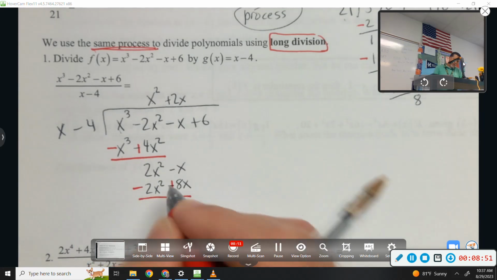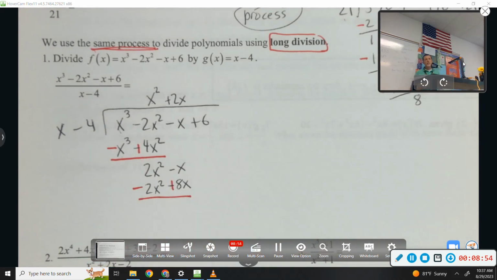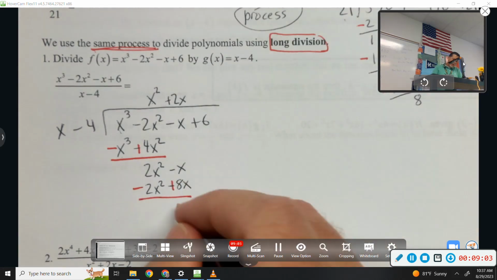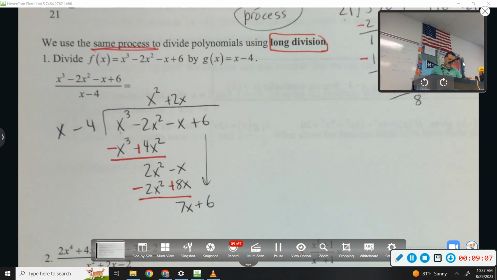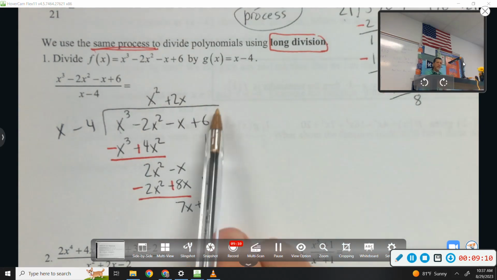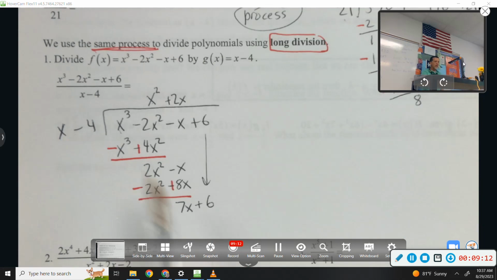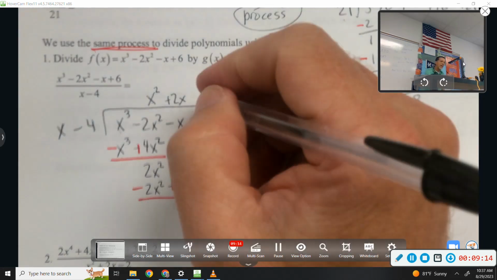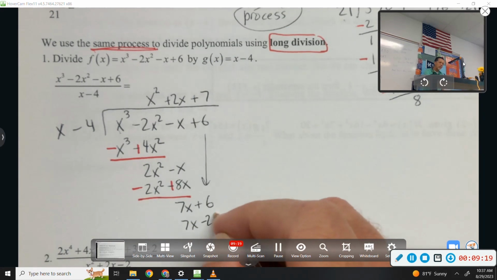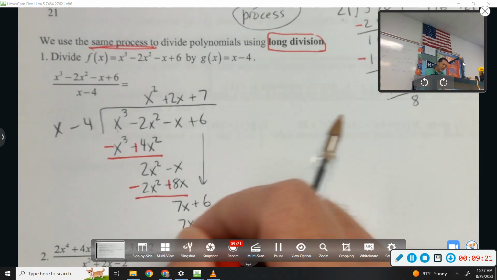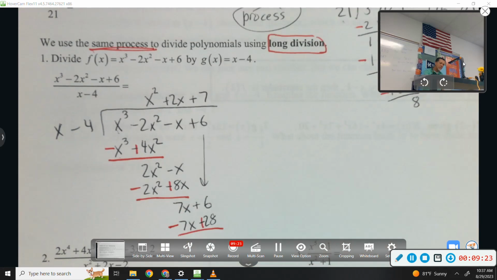Draw the lines, change the signs. The 2x squareds go away. That always happens. You force that to happen. You pick the 2x to make that happen. Negative x plus 8x is 7x. Bring down the 6. These get easier as we go. Something times x would get me to 7x. Yes. So 7x minus 28. But don't forget, draw the line, change the signs.